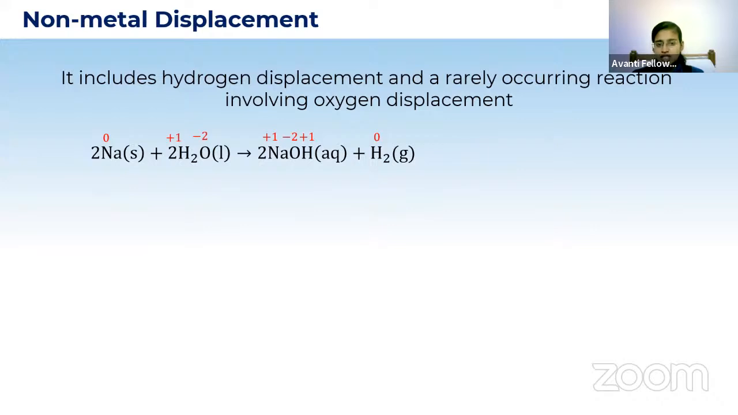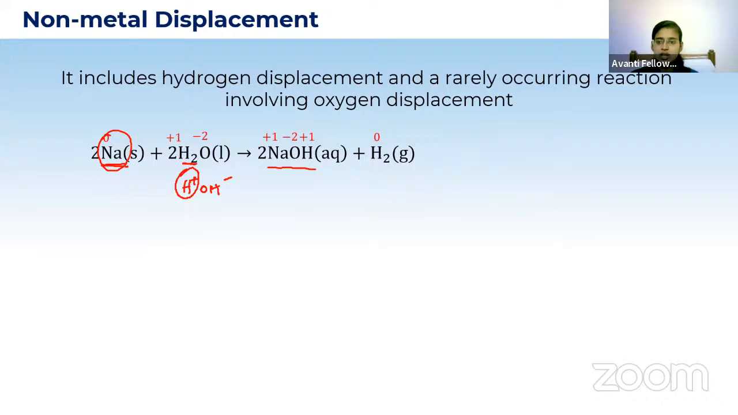Sodium is reacting with H2O to form sodium hydroxide and hydrogen. So what is happening here? Sodium is a metal and hydrogen is a non-metal. On the product side, hydrogen is getting displaced by sodium. I can write water as H plus and OH minus, right? So this is sodium, and this is hydrogen, H plus. Here we are getting sodium hydroxide. So sodium is displacing hydrogen, and H2 gas is evolved. So it is an example of non-metal displacement.